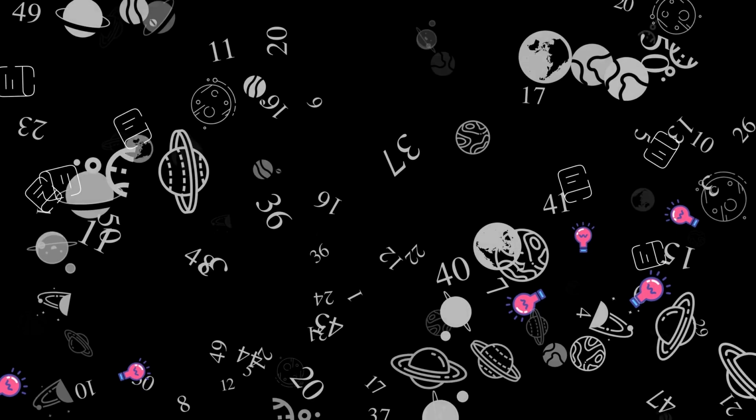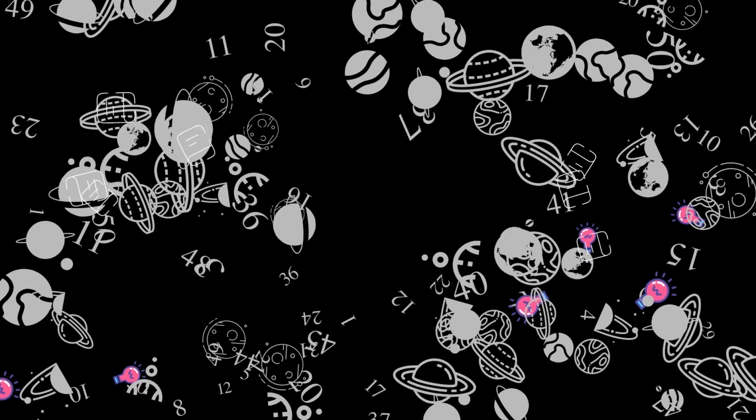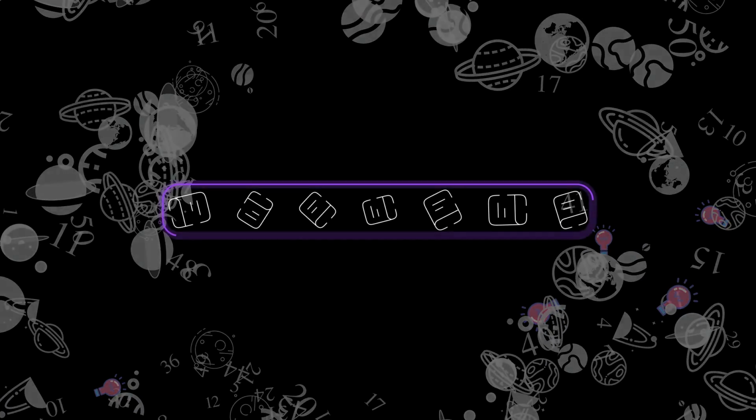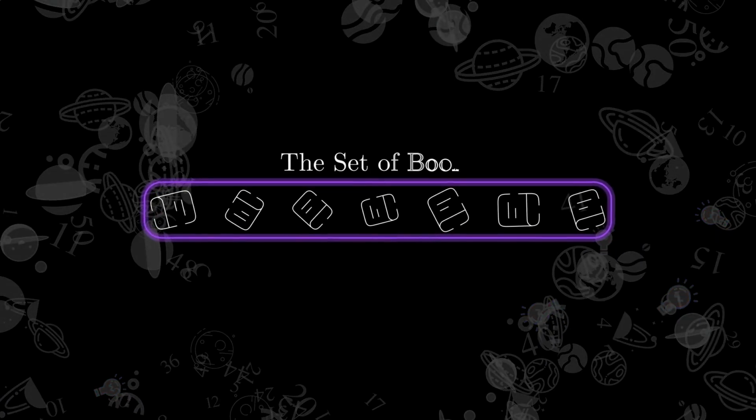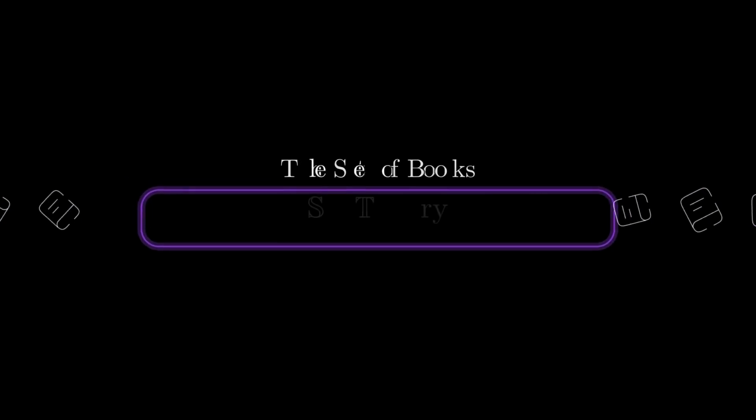Imagine a chaotic pile of objects: books, numbers, planets, ideas. Now, imagine drawing a circle around just the books. You've just created a set. They're all sets. Welcome to our deep dive into the fundamentals of set theory.